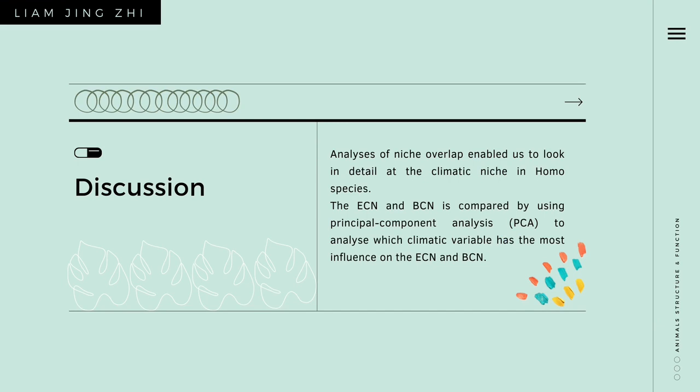Discussion. Analysis of niche overlap enables us to look in detail at the climatic niche in Homo species. The ECN and BCN are compared using the PCA, which is the principal component analysis, to analyze which climatic variable has the most influence on the ECN and the BCN.